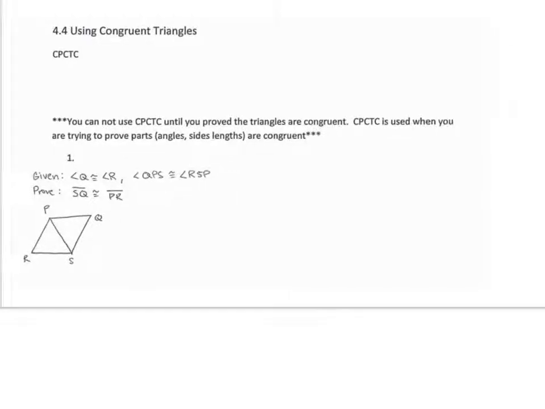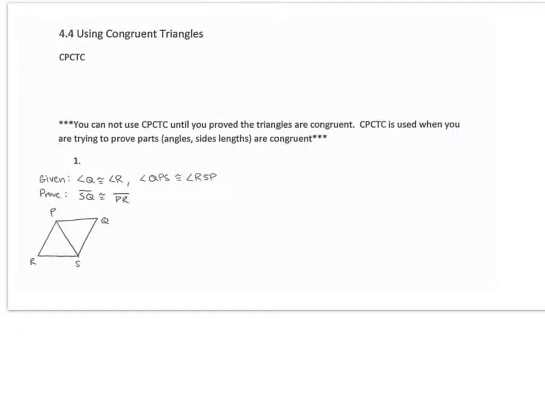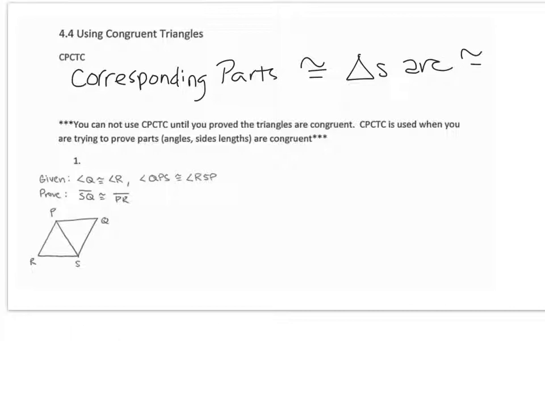Okay, this lesson is about CPCTC, which stands for corresponding parts of congruent triangles are congruent. So if we know that triangle A is congruent to triangle B, then we know that this angle is congruent, and this angle is congruent, and this angle is congruent to this angle, and the sides too.